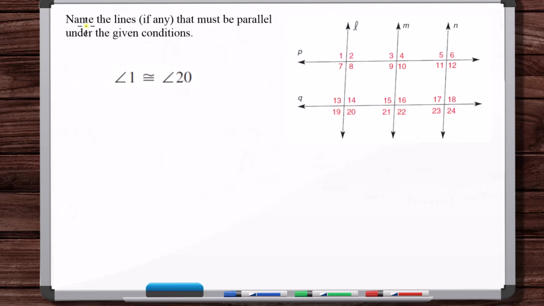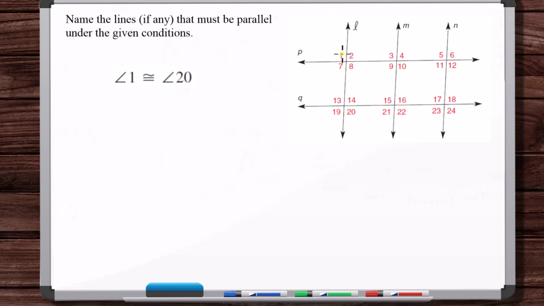Okay, in this problem, we want to name the lines, if any, that must be parallel under the given conditions. So we've got multiple potential parallel lines and transversals, so this can get confusing. But we talked about how to approach something like this. So, okay, if we're told that angle 1 is congruent to angle 20, then what could we conclude?